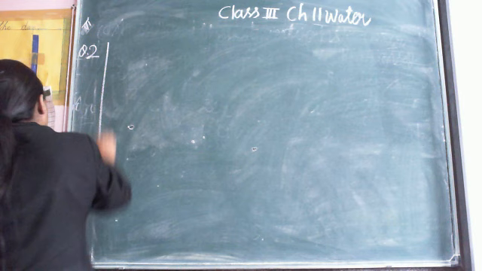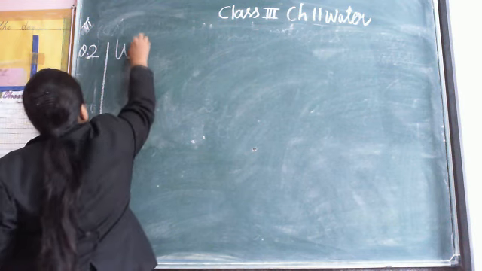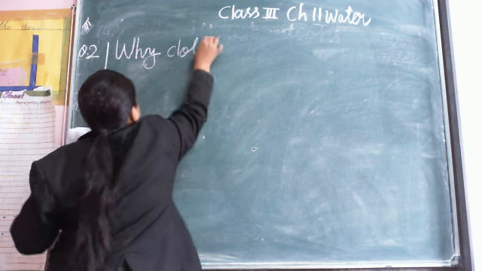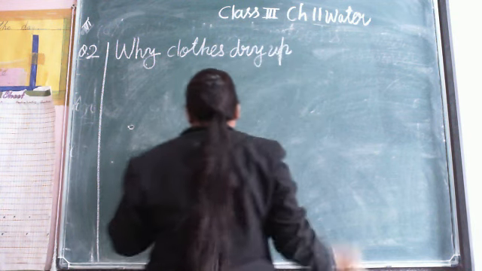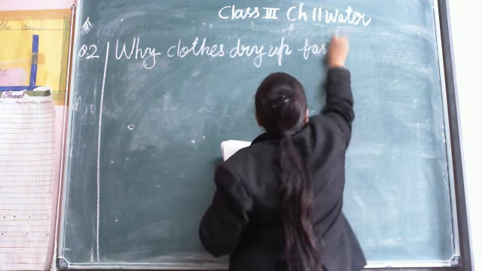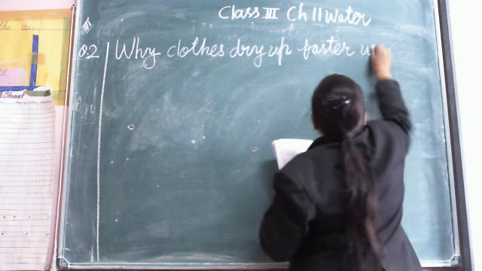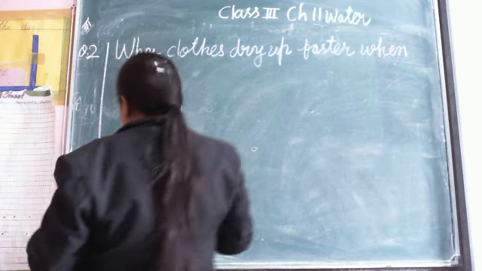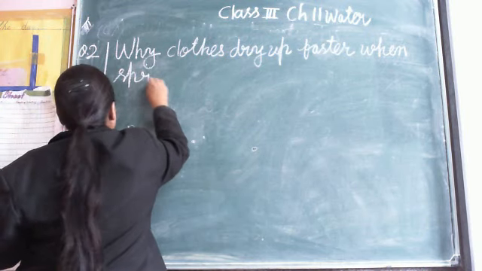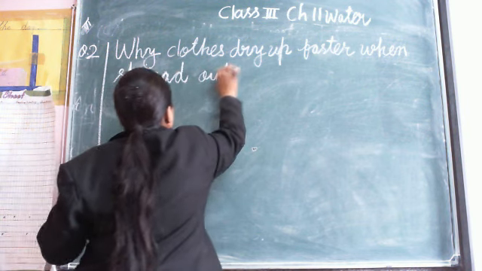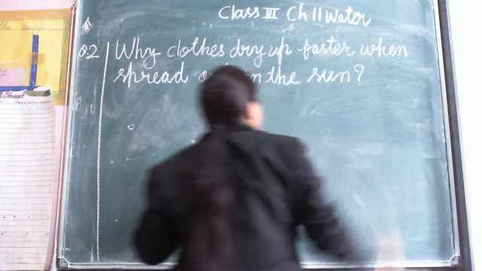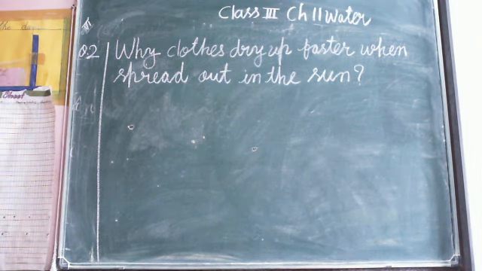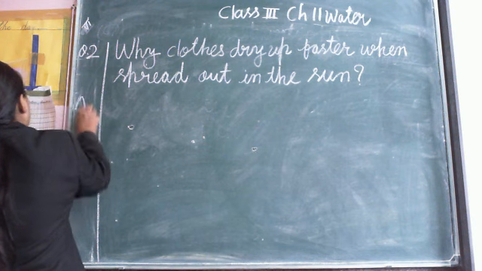Okay, now let's write question number 2. Why do clothes dry up faster when spread out in the sun? It is asked in the question that why the clothes dry up faster when spread out in the sun. When we spread out the clothes shining under the sun, why do they dry up faster?